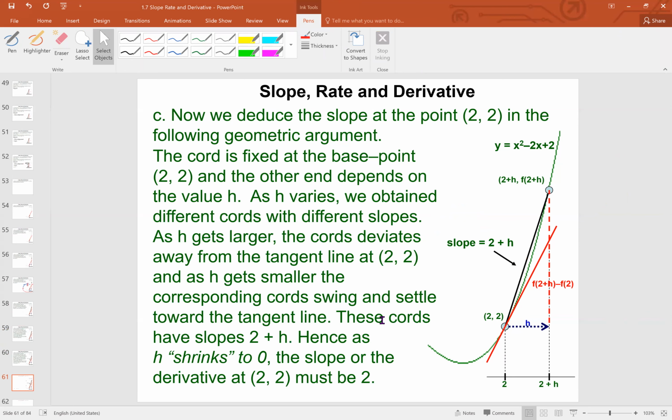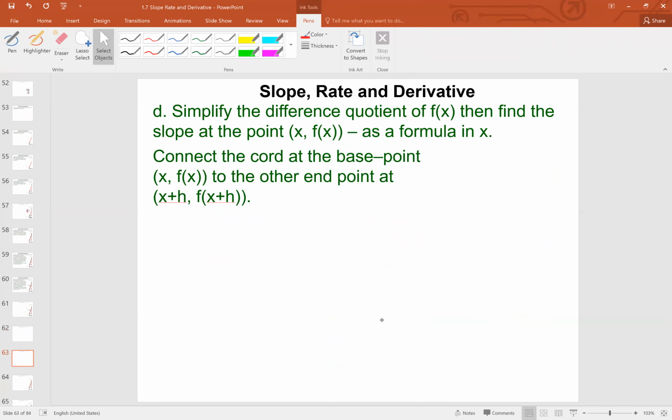Now we're going to do this one more time. Instead of at the point 2, 2, we're going to do this calculation of calculating the difference quotient, the slope of the chord with the h in it, and then we're going to let h shrink to 0, which gives us the slope of the tangent line for the function, same function. Okay, first we calculate the difference quotient formula.